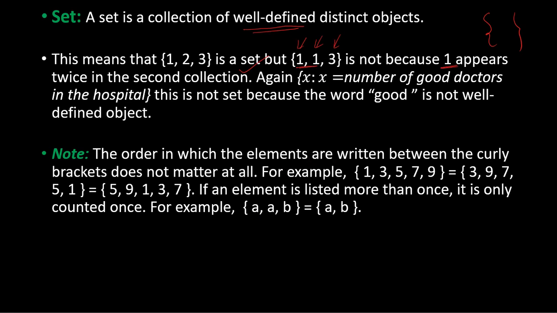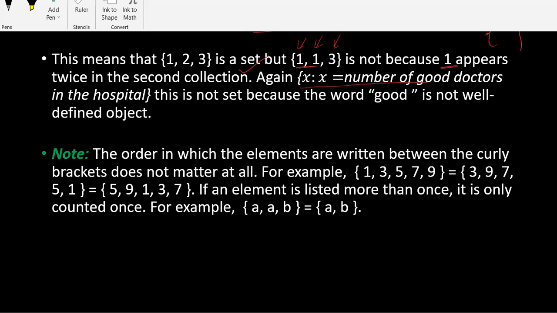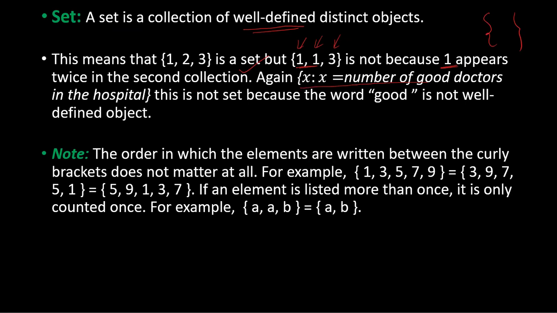Again, look at this example: the number of good doctors in the hospital. It can never be a set because the word good is not well defined. Good is not well defined because it varies from person to person. If I call someone good, other people may not call that person good. So good completely depends on the person. So this is not a well-defined word, and this is not a set.